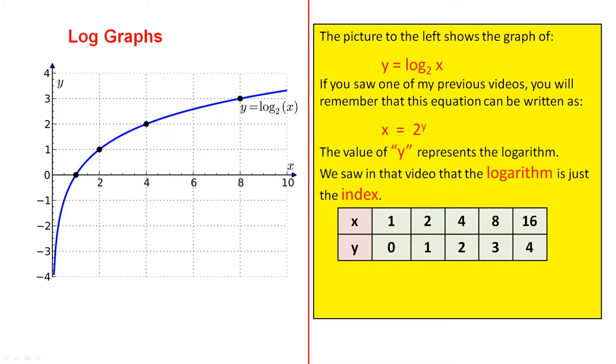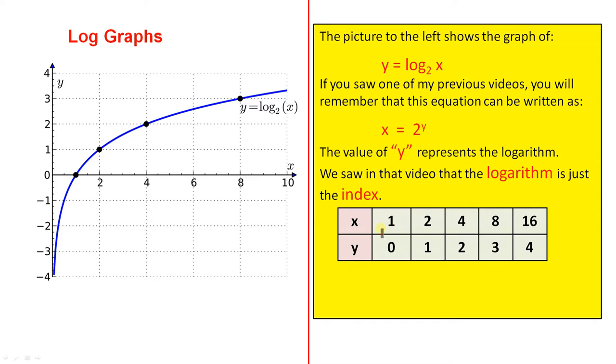Log graphs. The picture to the left shows the graph of y equals the log of x to base 2. If you saw one of my previous videos, you will remember that this equation can be written as x equals 2 to the power of y. The value of y represents the logarithm. We saw in that video that the logarithm is just an index.